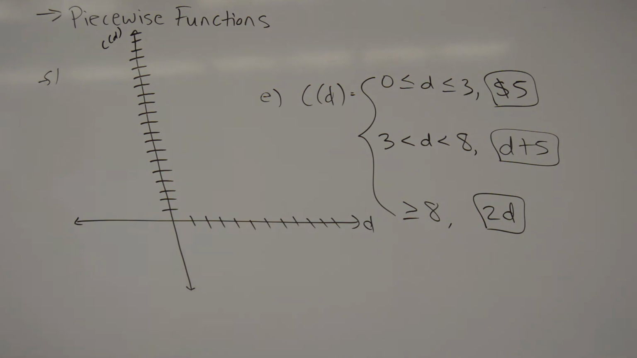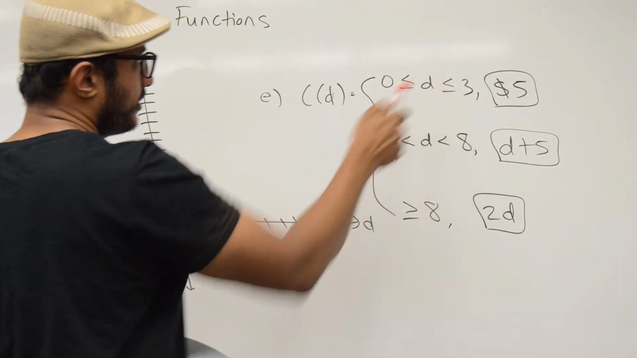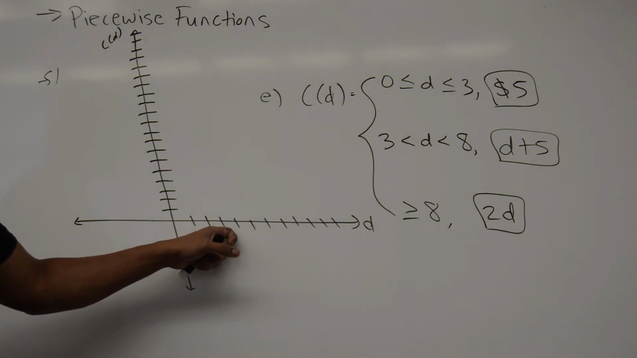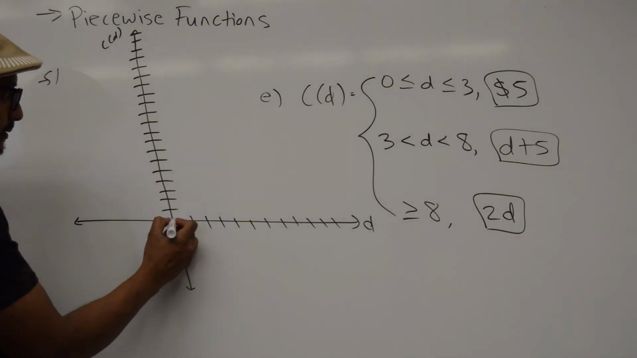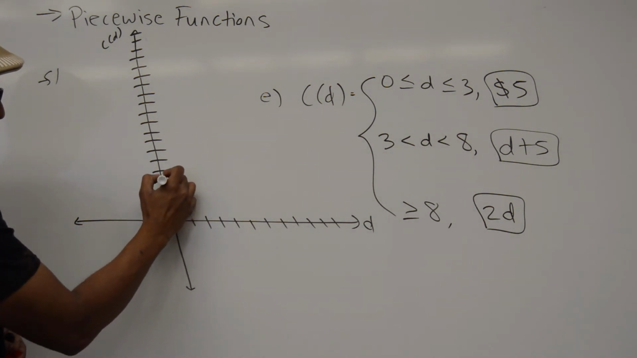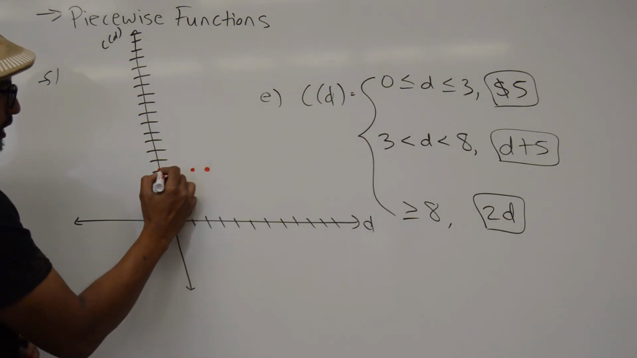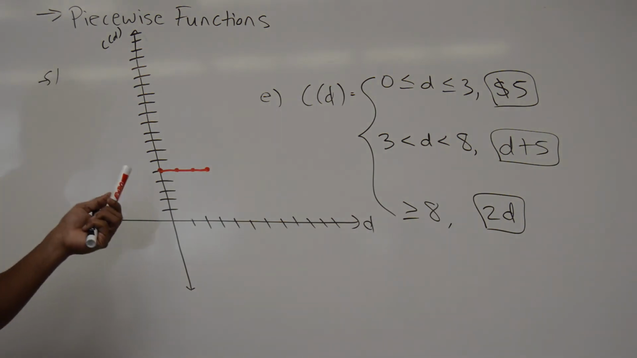Okay, let's graph this. So if you use between 0 and 3, so if the D value is between 0 and 3, then the cost is $5. So if you use 0 gigabytes of data, that's going to be 1, 2, 3, 4, $5. If you use 1, it's 5. If you use 2, it's 5. If you use 3, it's 5. So between 0 and 3, your cost is going to be $5.